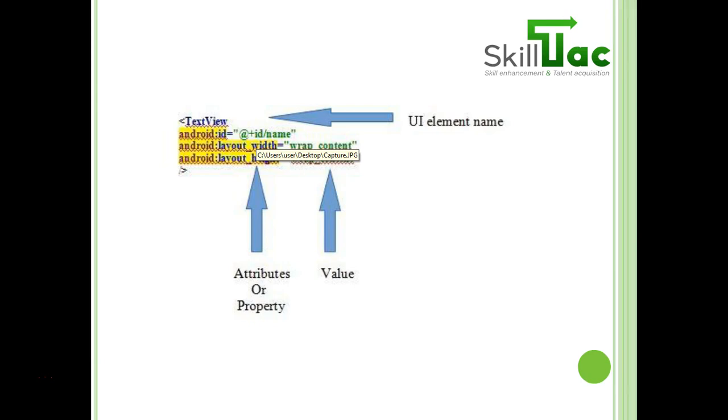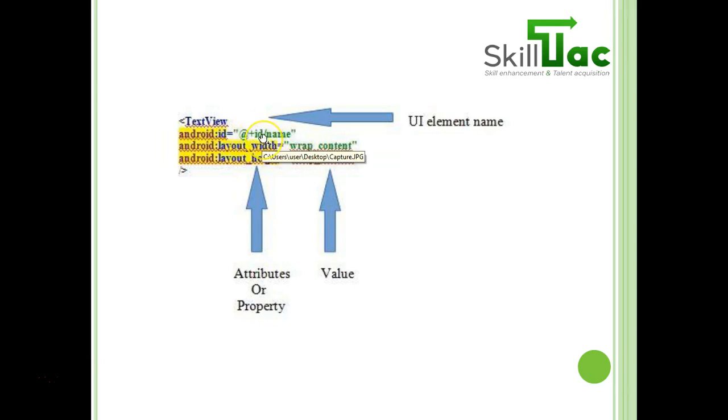When we write the Java code, we can pick up the view ID and pass that view ID inside our Java code in order to pick up the information from that text view or edit view. That is why we need to define the ID. Otherwise, the information written inside that view will not be picked up by the code. The syntax for declaring an ID is something like this: @ plus ID slash name.